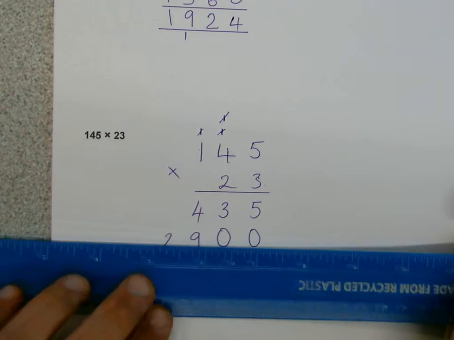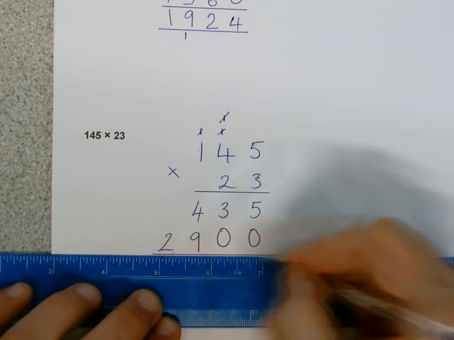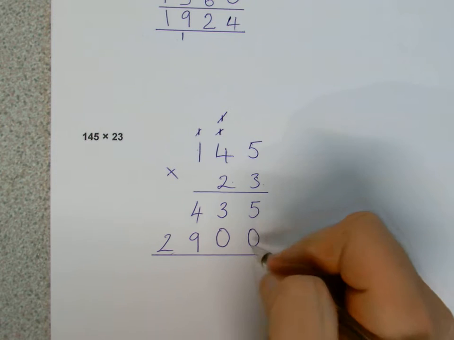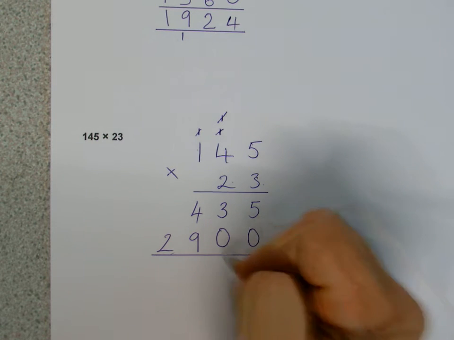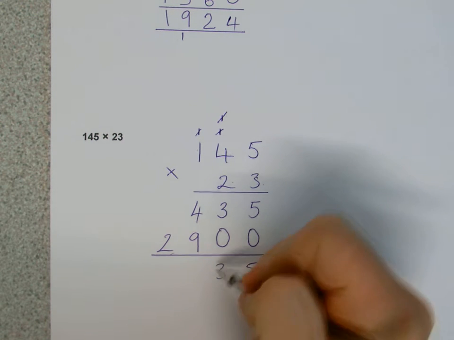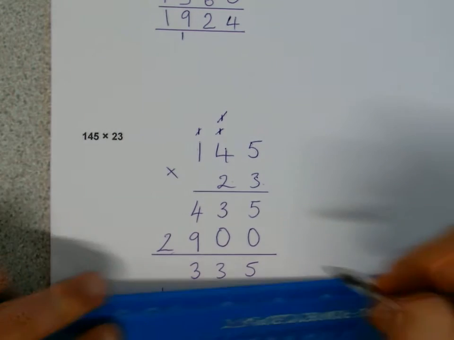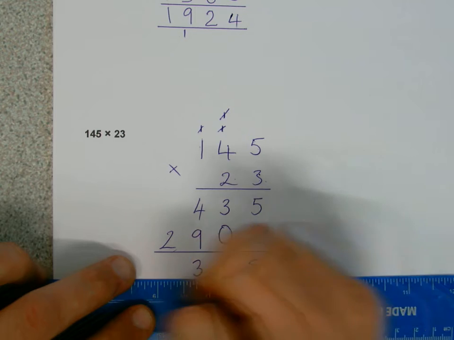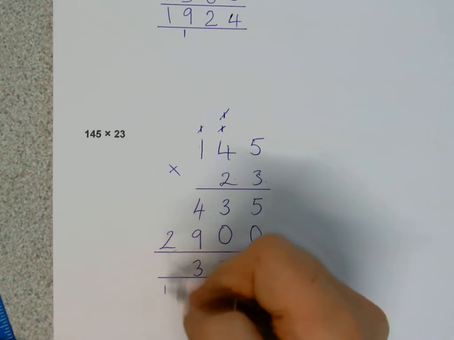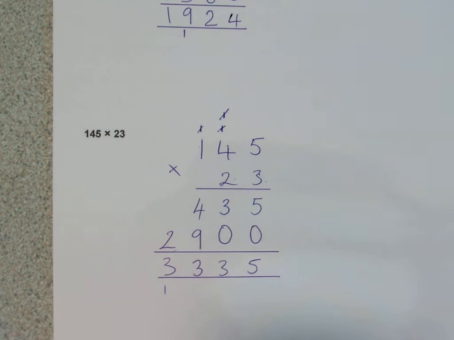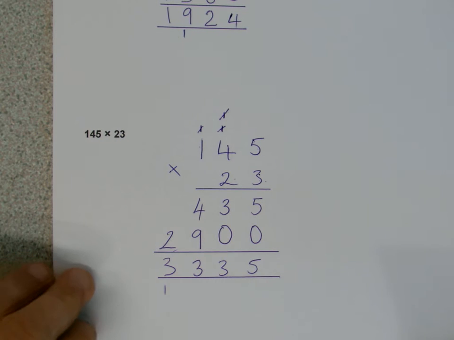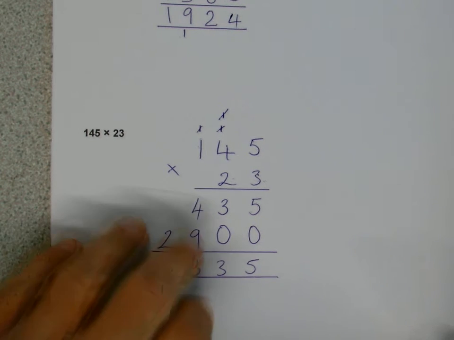So just like before, you've got 2 lines of multiplication. I need to add them together. 5 plus 0 is 5. 3 plus 0 is 3. 4 plus 9 is 13, so 3, carry the 1 onto the next column, and then you've just got 2 there, plus that 1 gives me 3. So 3,335 is my final answer.